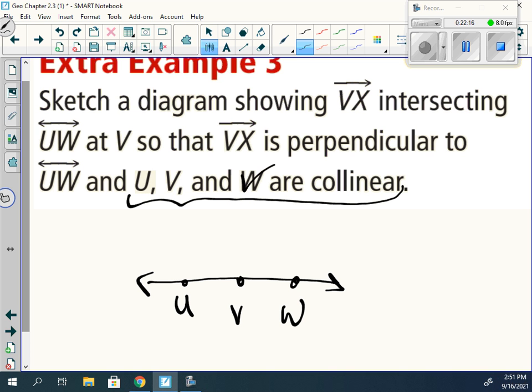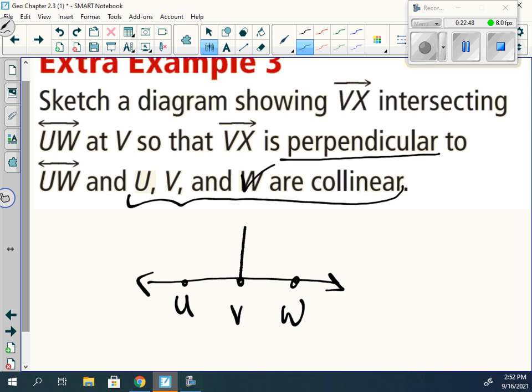So we do have this part down. We have that they're collinear. Now, ray VX and line UW do intersect at what? Perpendicular. Two lines are perpendicular if they make what? Right angles. Okay, so perpendicular means they make a right angle.